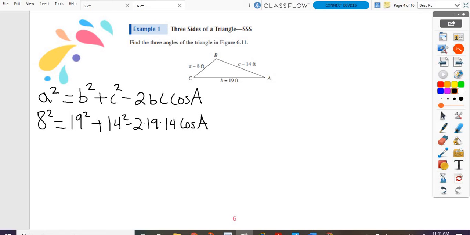So 8 squared gives us 64. And then what is 19 squared plus 14 squared? 557. And then what is 2 times 19 times 14? 532. That sounds good.